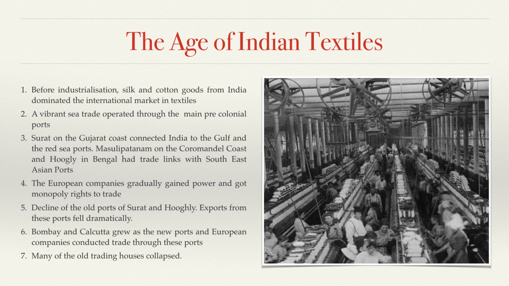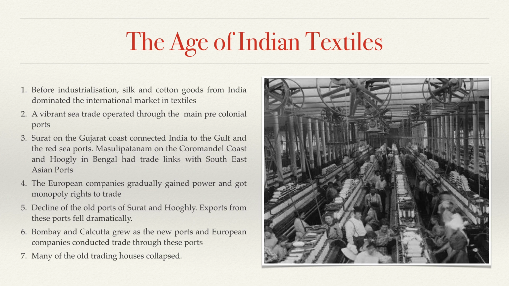Before industrialization, silk and cotton goods from India dominated the international market in textiles. A vibrant sea trade operated through the main pre-colonial ports. Surat on the Gujarat coast connected India to the Gulf and Red Sea ports. Masulipatnam on the Coromandel coast and Hooghly in Bengal had trade links with South East Asian ports.